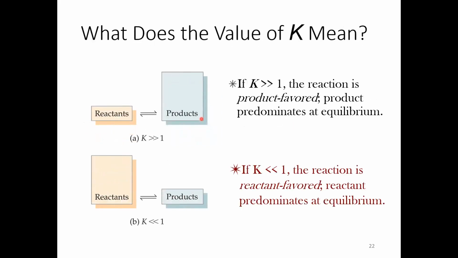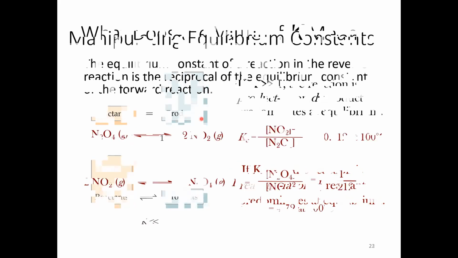Whereas the reverse case, they're going to be reactant favored, because if we've got a K much less than 1, that means our denominator is going to be larger, and that's going to be where we have the reactants. So with K, the value of it tells us which side of our reaction is going to be favored. Large K values favor the products, small K values favor the reactants.